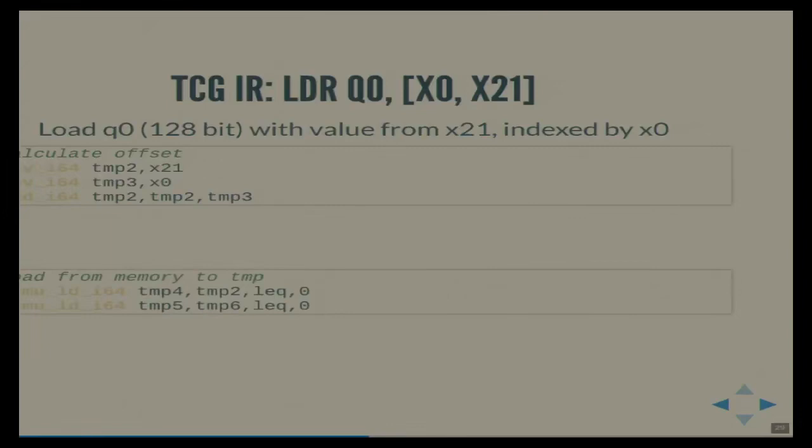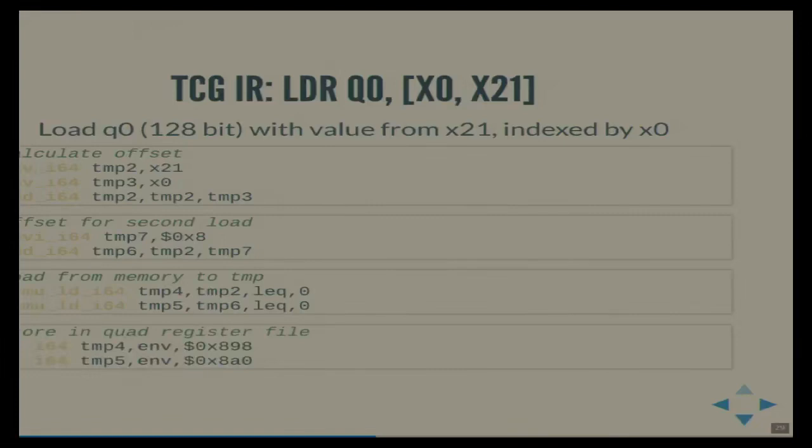Now, as you can actually see, we're doing 2 loads because we're doing 2 64-bit loads. So we do actually need to calculate the offset for the second part of the load. And then finally, we store the results into the register file. So this is QEMU's internal representation of the guest CPU state. Well, that's quite a lot of TCG ops just for our first instruction.